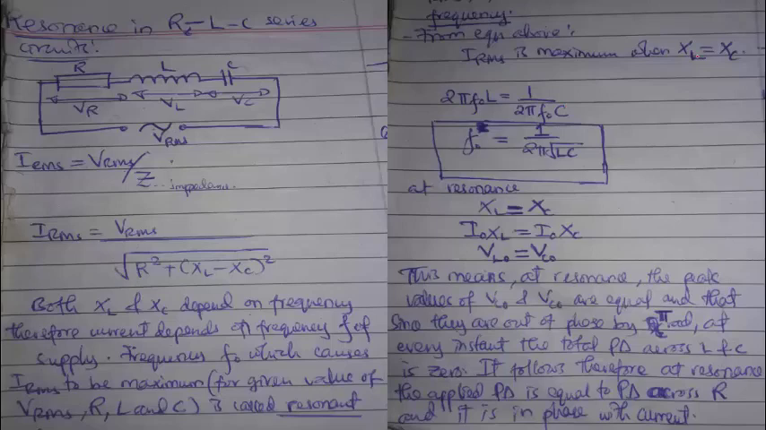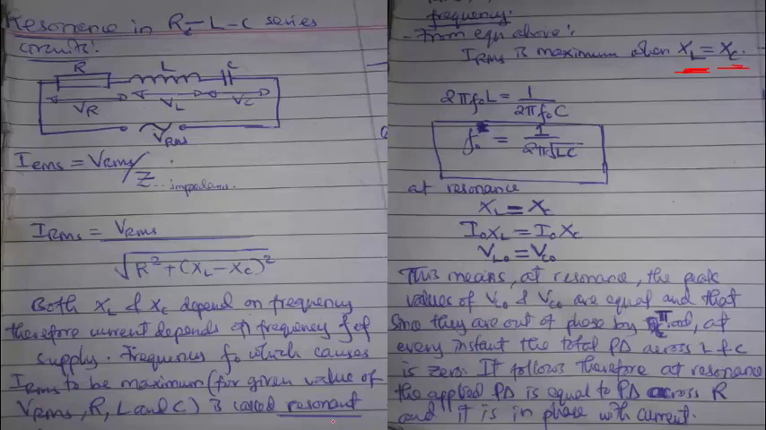So resonance usually occurs when the reactance of the inductor is equal to the reactance of the capacitor. Okay, when the reactance of the inductor is equal to the reactance of the capacitor. As you can see, I know you know this, that both XL and XC depend on frequency, therefore current depends on frequency f of supply. Frequency of note, which causes root mean square current to be maximum for given value of voltage, resistance, inductance and capacitance, is called the resonant frequency.